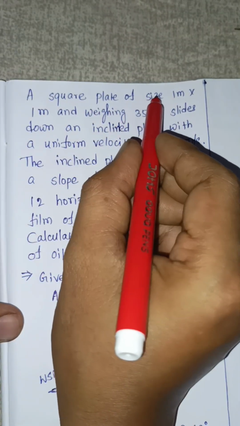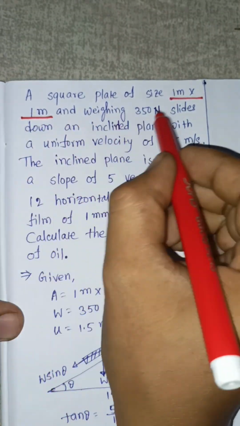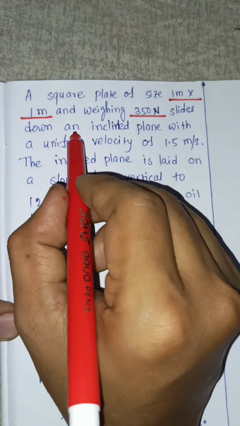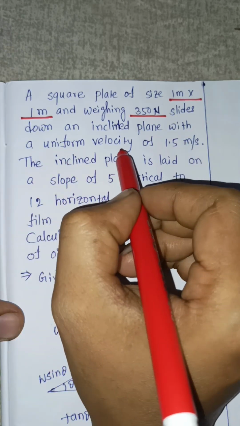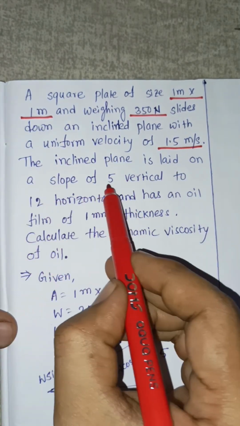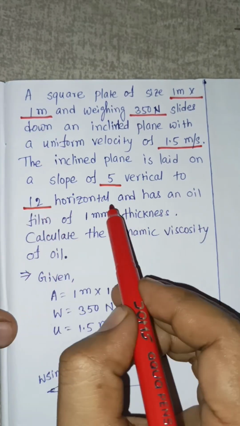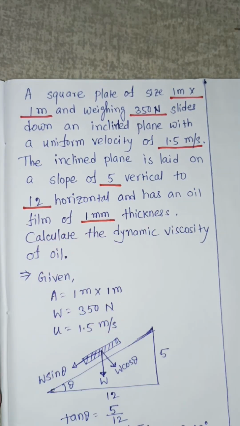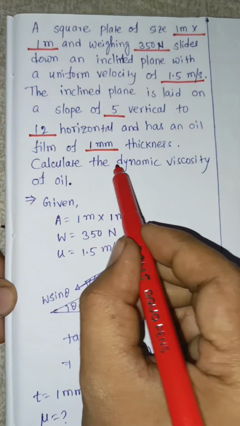A square plate of size 1 meter into 1 meter and weight 350 Newton slides down an inclined plane with a uniform velocity of 1.5 meter per second. The inclined plane is laid on a slope of 5 vertical to 12 horizontal and has an oil film of 1 mm thickness. Calculate the dynamic viscosity of oil. You have to find out the dynamic viscosity of the oil.